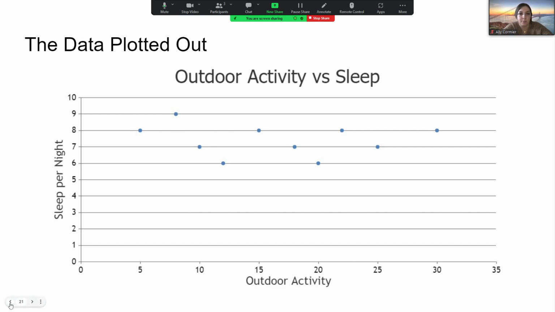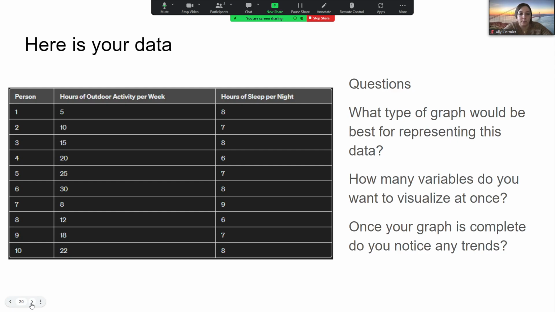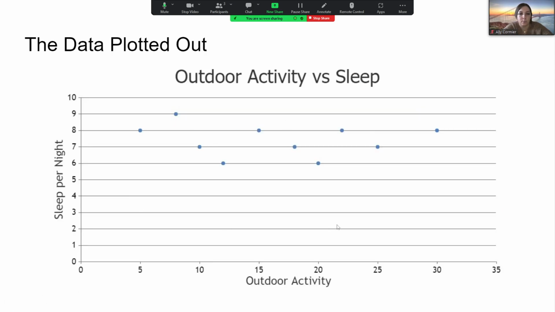So breaking things down into going from data to a graph allows you to identify if there is or isn't a trend. So this was kind of supposed to be a trick question where they're looking for something that doesn't exist. Right? They're trying to see if any correlation exists between sleep per night and outdoor activity. On average, you're supposed to get between 6 to 8 hours of sleep. It really doesn't matter how much work you're doing through the day. That's typically where people fall.